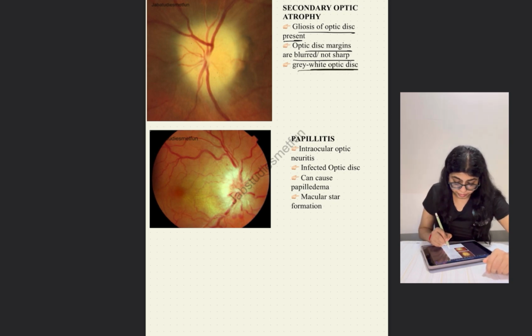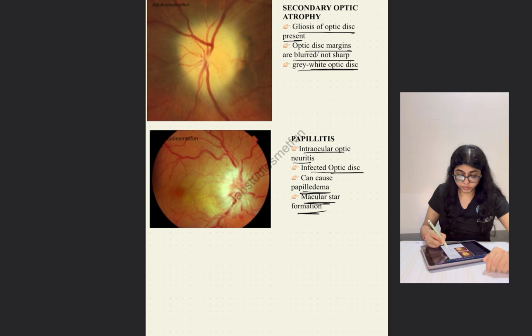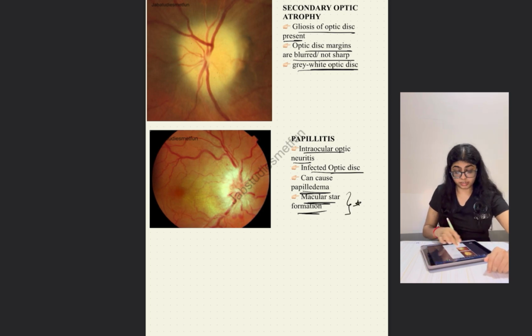Papillitis. Papillitis is basically intraocular optic neuritis. It is an infected optic disc and can cause papilledema. There is a macular star formation seen in papillitis, which is a one-liner that can be asked in the exam.